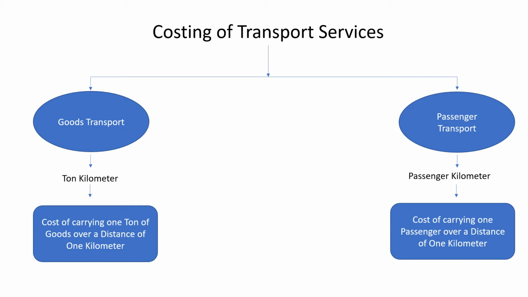The costing is calculated on the basis of ton kilometer in case of goods transport and passenger kilometer in case of passenger transport. Ton kilometer means it is transporting 1 ton of goods over a distance of 1 kilometer. Similarly, in case of passenger transport, it is the cost of transporting one passenger over a distance of 1 kilometer. So we have to calculate these per ton kilometer cost and per passenger kilometer cost so that we can do the pricing for respective services.